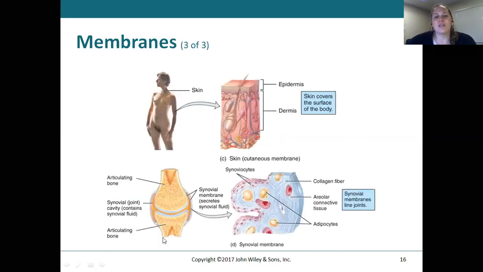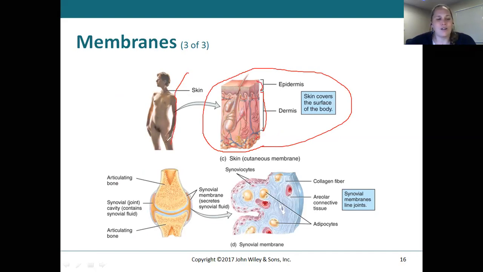Okay, so next we have the skin. Here you can see, and we'll talk about this a ton next week in chapter 5, the breakdown of the different levels of skin. You've got your dermis and your epidermis, and this is going to cover all of your body. It's the largest organ of your body, and since it has such large coverage, it's very important as a protectant, but we'll talk far more about the functions of skin next week.